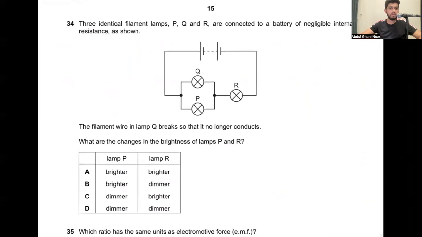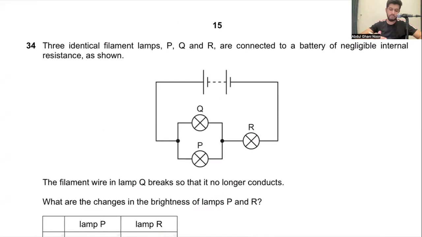Moving on to question number 34. Three identical filament lamps P, Q, and R are connected to a battery of negligible internal resistance. The filament wire in lamp Q breaks so that it no longer conducts. What are the changes in the brightness of the lamps P and R? So how do we figure this out?